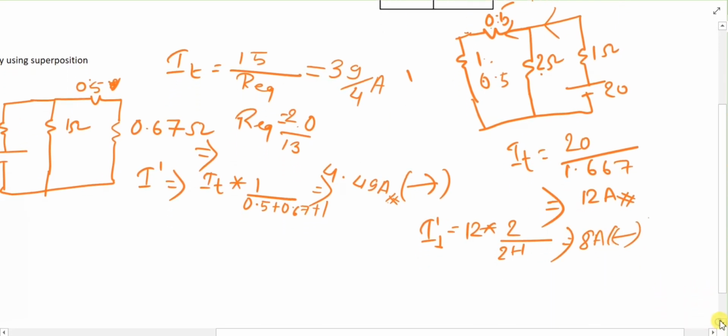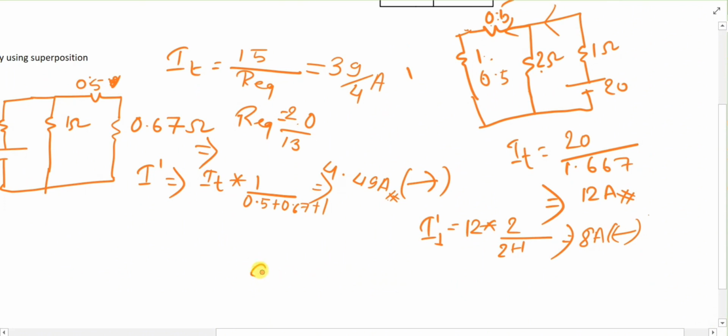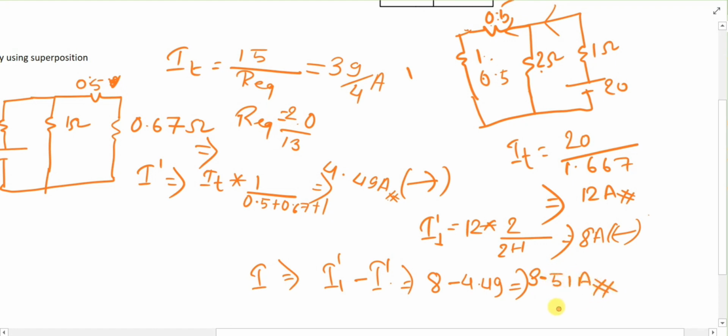Now we can see that the current I is equal to I1 dash minus I dash, as they are flowing in opposite directions. Therefore 8 minus 4.49 is 0.51 ampere, which is the resultant current flowing through the 0.5 ohm resistor. Hope this video is helpful.